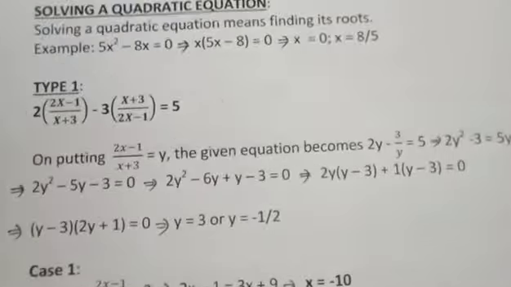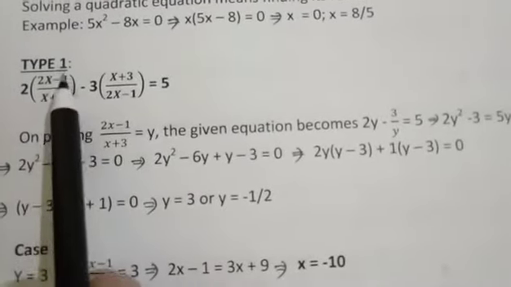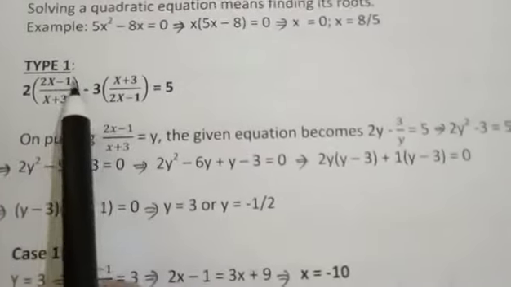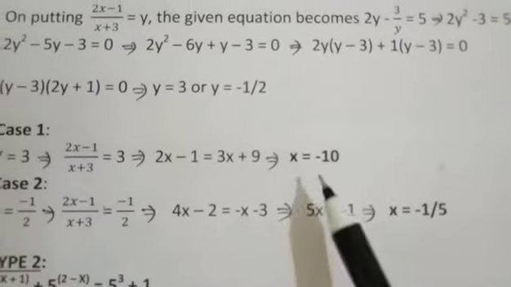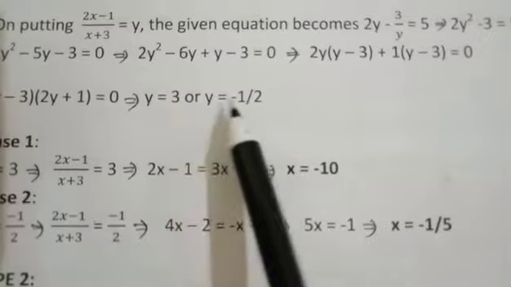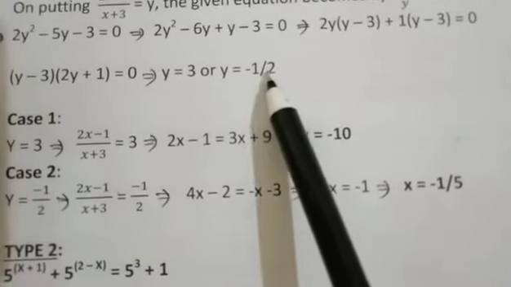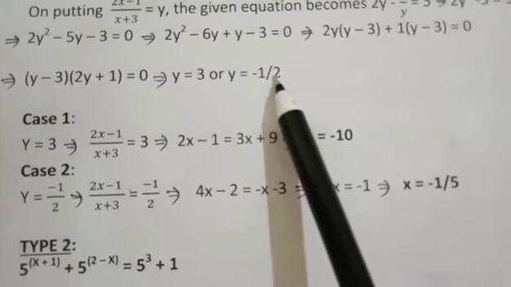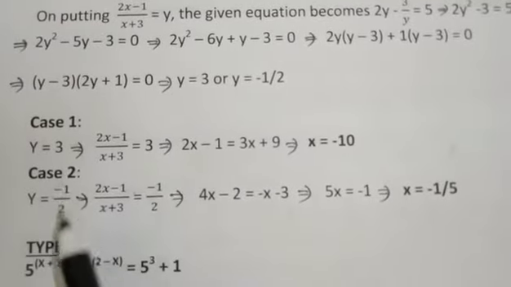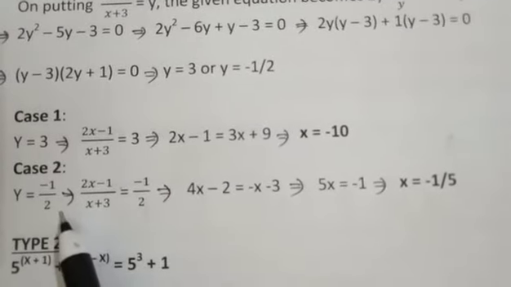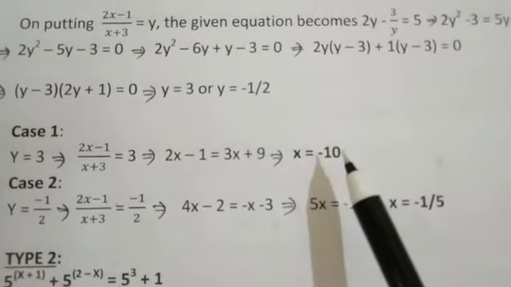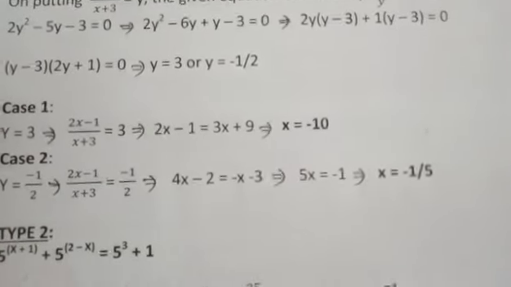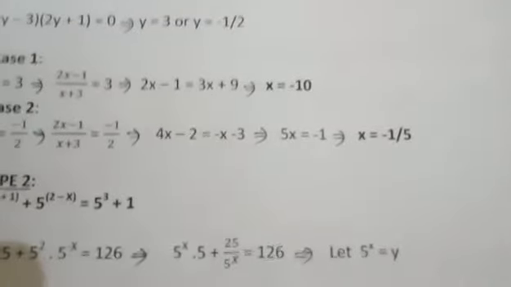So in this pattern, if you look at it once more, the question was in a very typical way. We have assumed this as y. We first got the value of y as 3 and -1/2. But since our question was in terms of x, we went into two different cases here. On the basis of the two cases, we got two different values of x as -10 and -1/5. This is the first pattern.